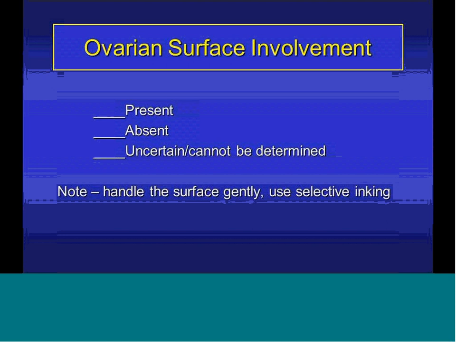So with the right grossing and the right inking, you should be able to determine whether ovarian surface involvement is present or absent. And you should be able to minimize the amount of times that you're uncertain or cannot determine. Of course, if the ovary was ruptured or was received fragmented, it cannot be determined.